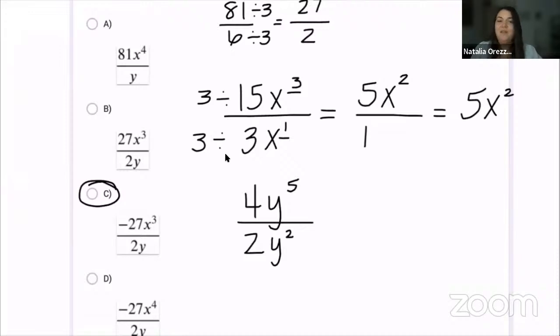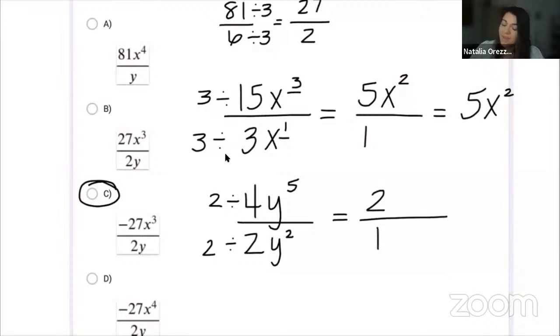Let's go ahead and go over this one. So we're going to simplify the numbers first. We can divide both top and bottom by 2. So 4 divided by 2 gives me 2, and 2 divided by 2 gives me 1. And then here, my variable is y, and we have y on top and bottom. We do 5 minus 2, which is positive 3. Because it's positive, it will stay on the top. So this simplifies to 2y to the third.